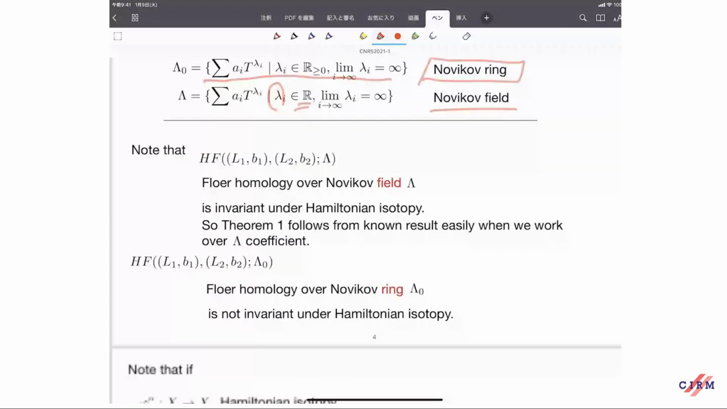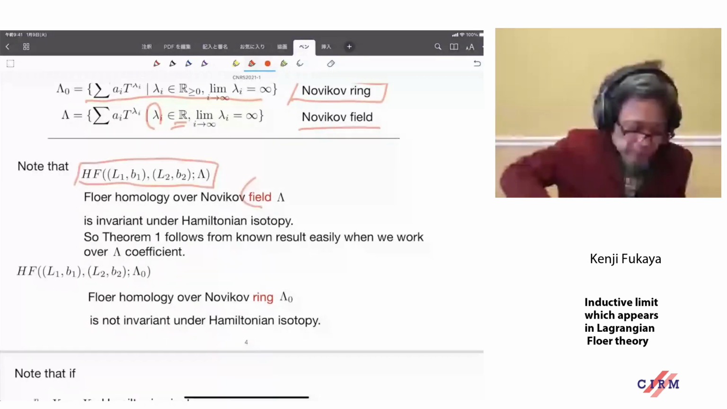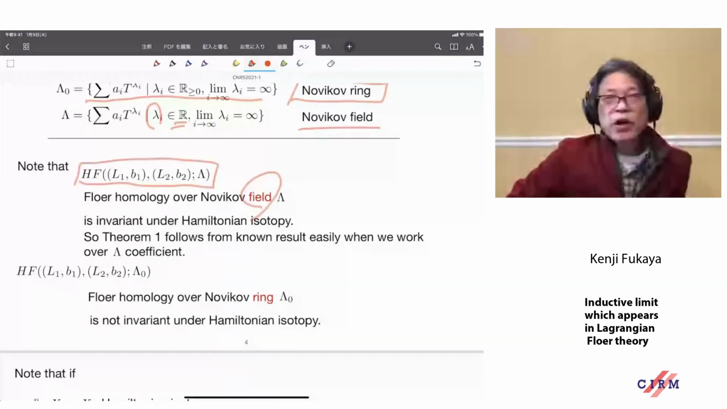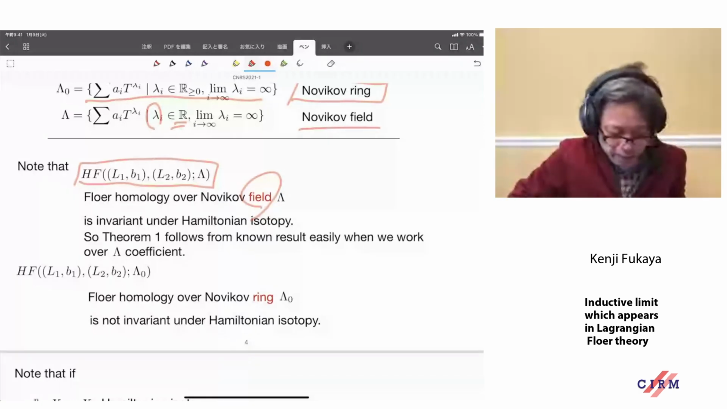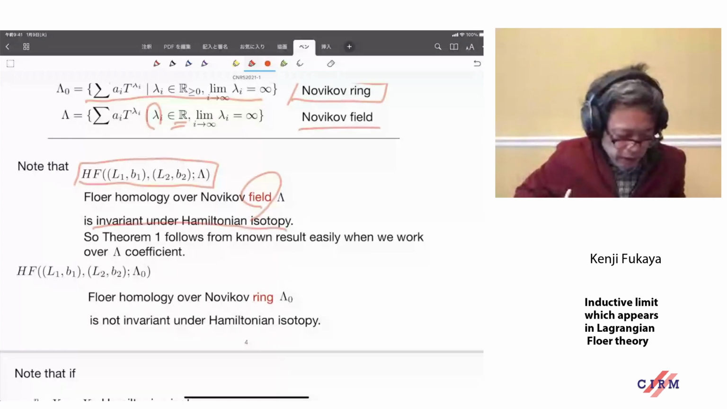If you consider Floer homology between two Lagrangian submanifolds over the Novikov field, then this Floer homology is invariant under Hamiltonian isotopy. So in this case, we can make our Lagrangian submanifolds transversal to each other by Hamiltonian isotopy, so that we can reduce this theorem to the case that all these Lagrangian submanifolds are transversal. In that case, this is already established many years ago.